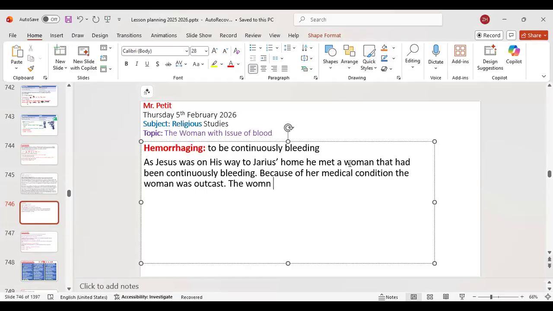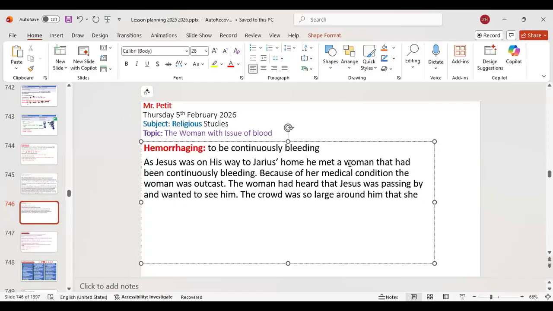The woman had heard that Jesus was passing by and wanted to see him. The crowd was so large around him that she could not press her way through.